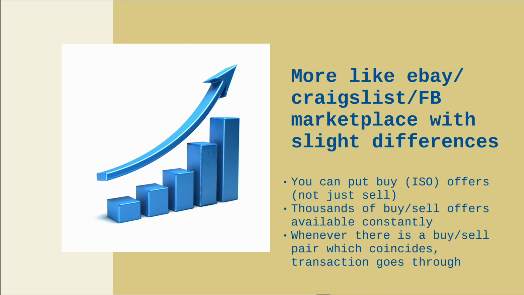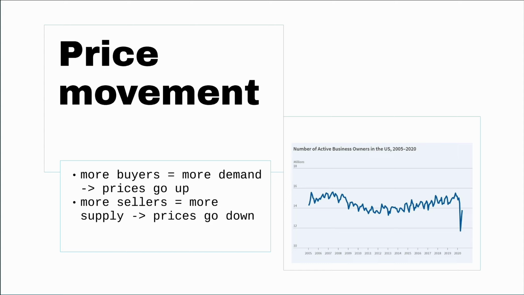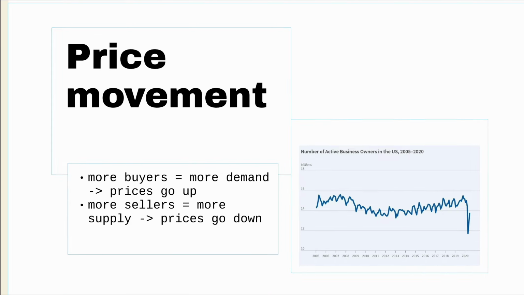Whenever there's a buy and sell pair which coincides, the transaction goes through. So if someone wants to sell 100 shares of Apple for $200 and someone wants to buy 100 shares of Apple for $200, the shares will trade hands. In general, when there are more buyers, which means more demand, prices go up. When there are more sellers, which means more supply, prices go down. And this is obvious. The stock market is a free market with prices dictated by supply and demand.